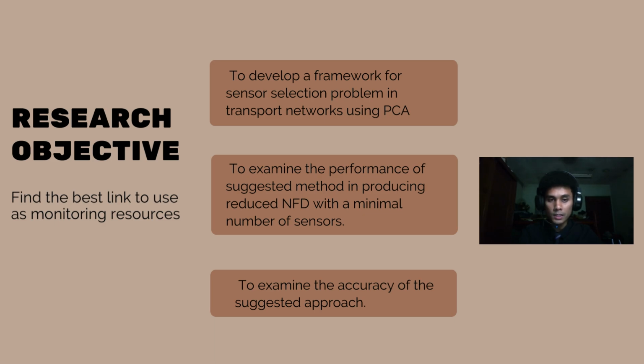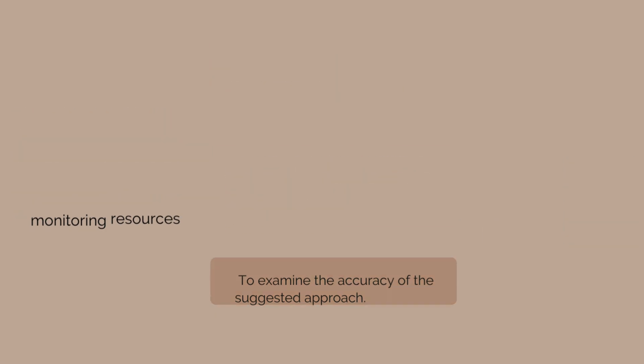There are three objectives implemented to reach the goal, which are as follows. First, to develop a framework for the sensor selection problem in transport networks using PCA. Second, to examine the performance of the suggested method in producing a reduced NFD with a minimal number of sensors. And third, to examine the accuracy of the suggested approach.